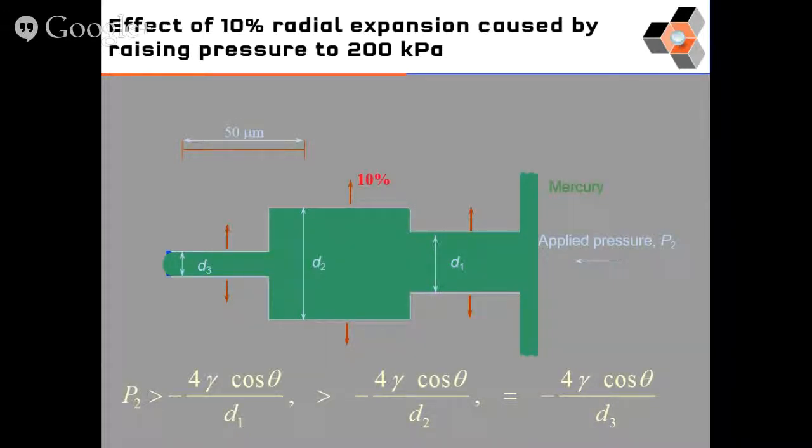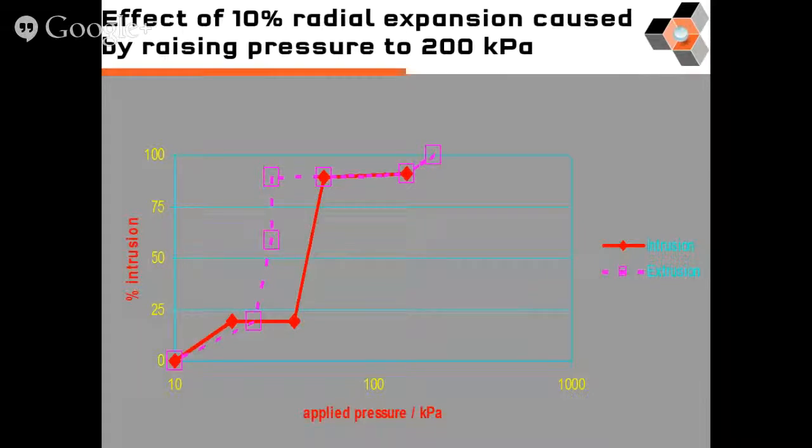So here we have 10% radial expansion pushing the sample out. So the mercury, it seems you've got more mercury going in than you'd expect. And if we look at the graph that corresponds to that on the next slide, we see at the very highest pressure, there's a little step up at the top there.